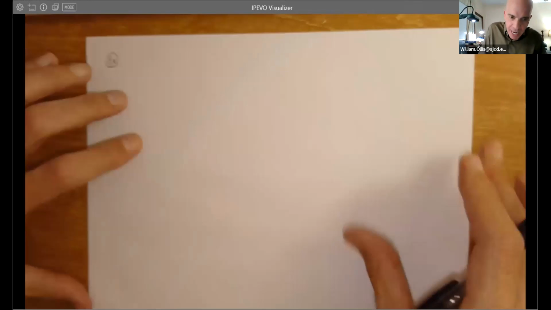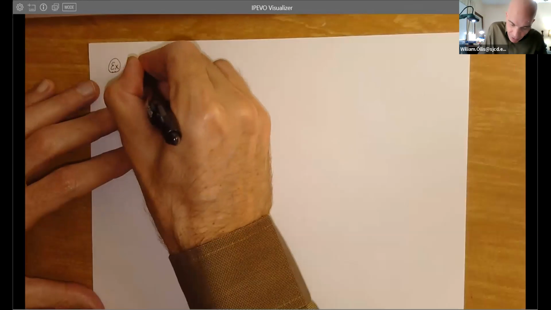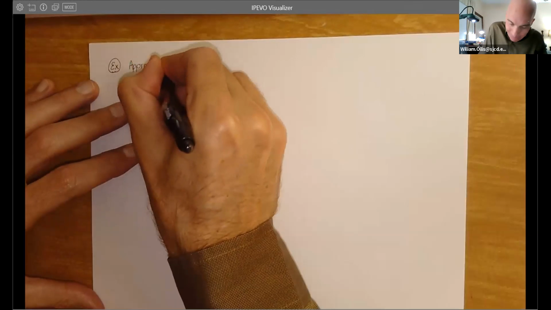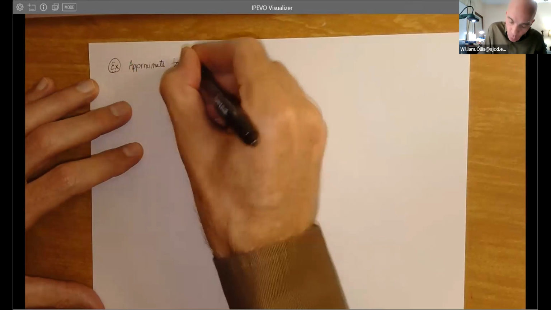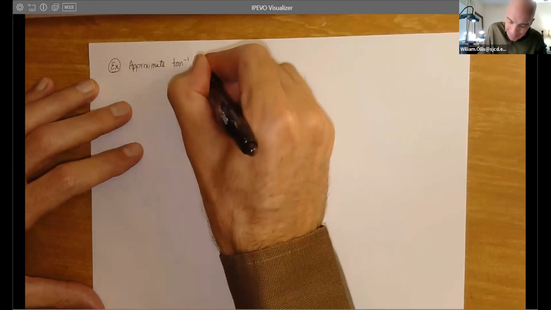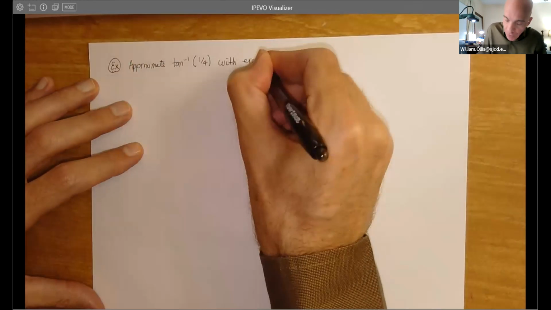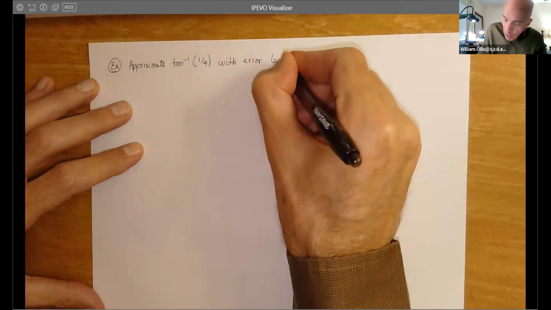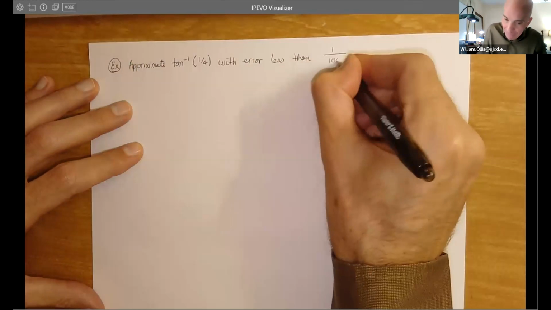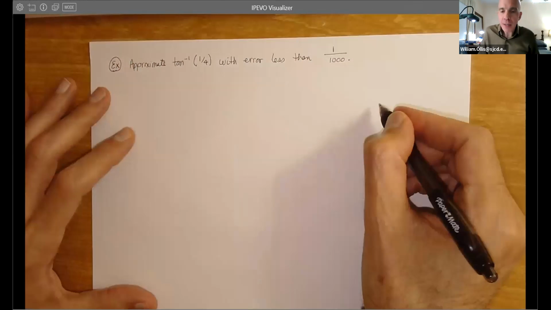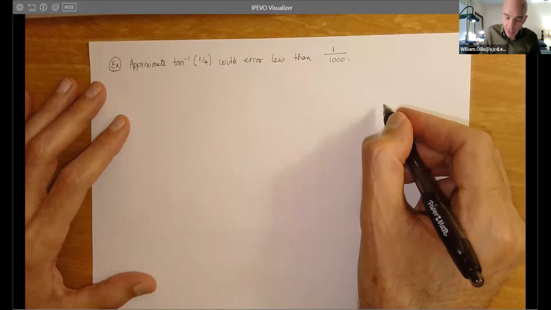So now here's an example. Let's go ahead and use something we already know. Approximate inverse tangent of 1/4 with error less than 1/1000. So now we're thinking, okay, well, we can do this because we know what arc tangent looks like.